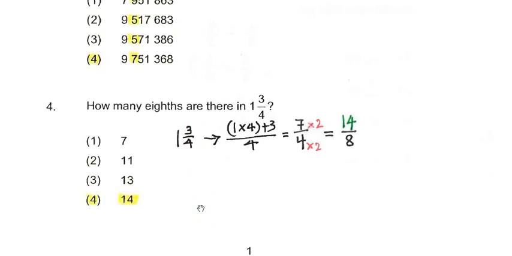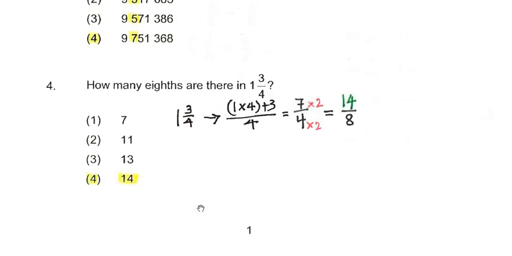Next. Now, how many 8s are there in 1 whole and 3/4? Take a look over here. 1 whole 3/4, first we convert it into an improper fraction. To convert, you take the 1 whole times 4, plus the 3, and then you get 7. Of course the denominator in the beginning is 4, so you get 7 over 4. The question is how many 8s, right?